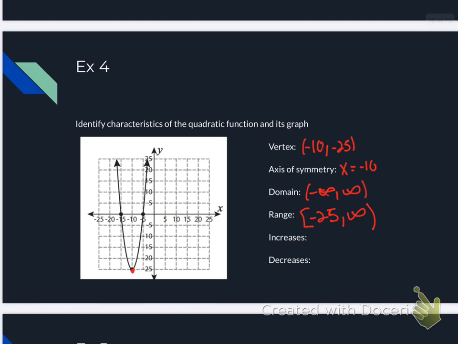For increasing and decreasing, we're going to look at the graph. So we see starting from left to right, it's going down until we get to our vertex. So we say from negative infinity to our vertex of negative 10, it is decreasing. And then at negative 10, we see it's going up. So negative 10 to infinity, it's increasing.